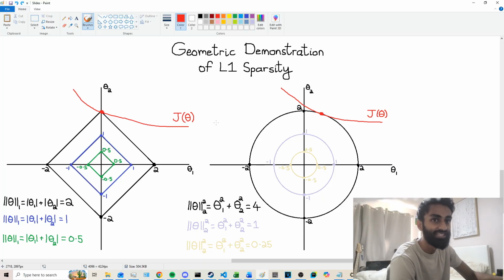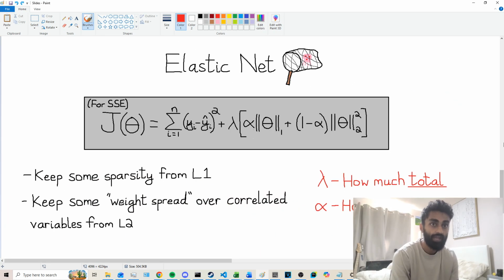This J of theta is an outline of a surface. J of theta is a surface here, but I've just drawn a line to represent the outline where it's hitting these norms and as a tangent. And finally, we have elastic net, which is a combination of Lasso and Ridge.